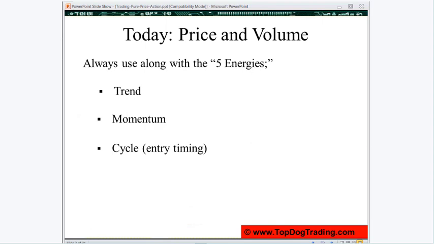So that's what you get when you're early in a new trend and it has a lot of momentum, a lot of big money coming in. Then the only question is timing, when to get in.